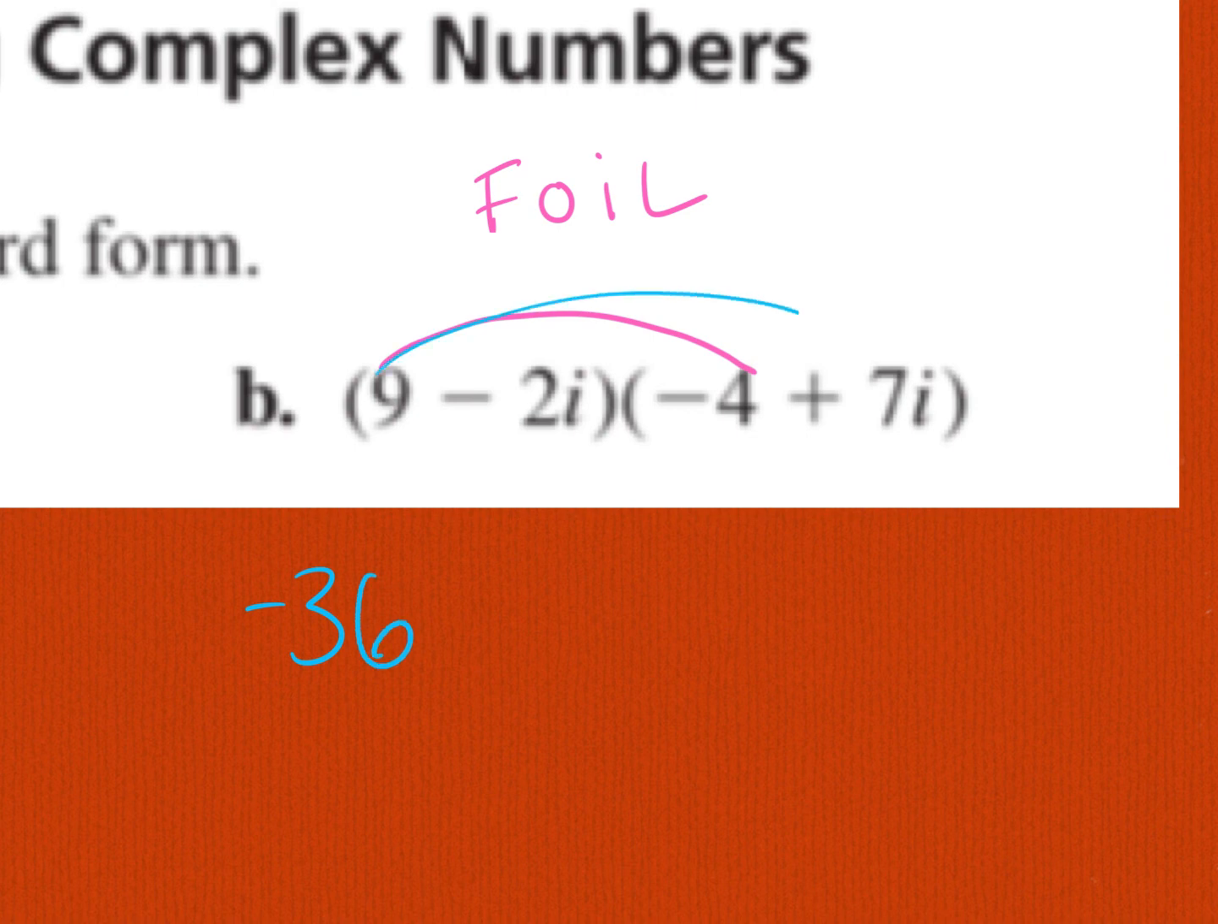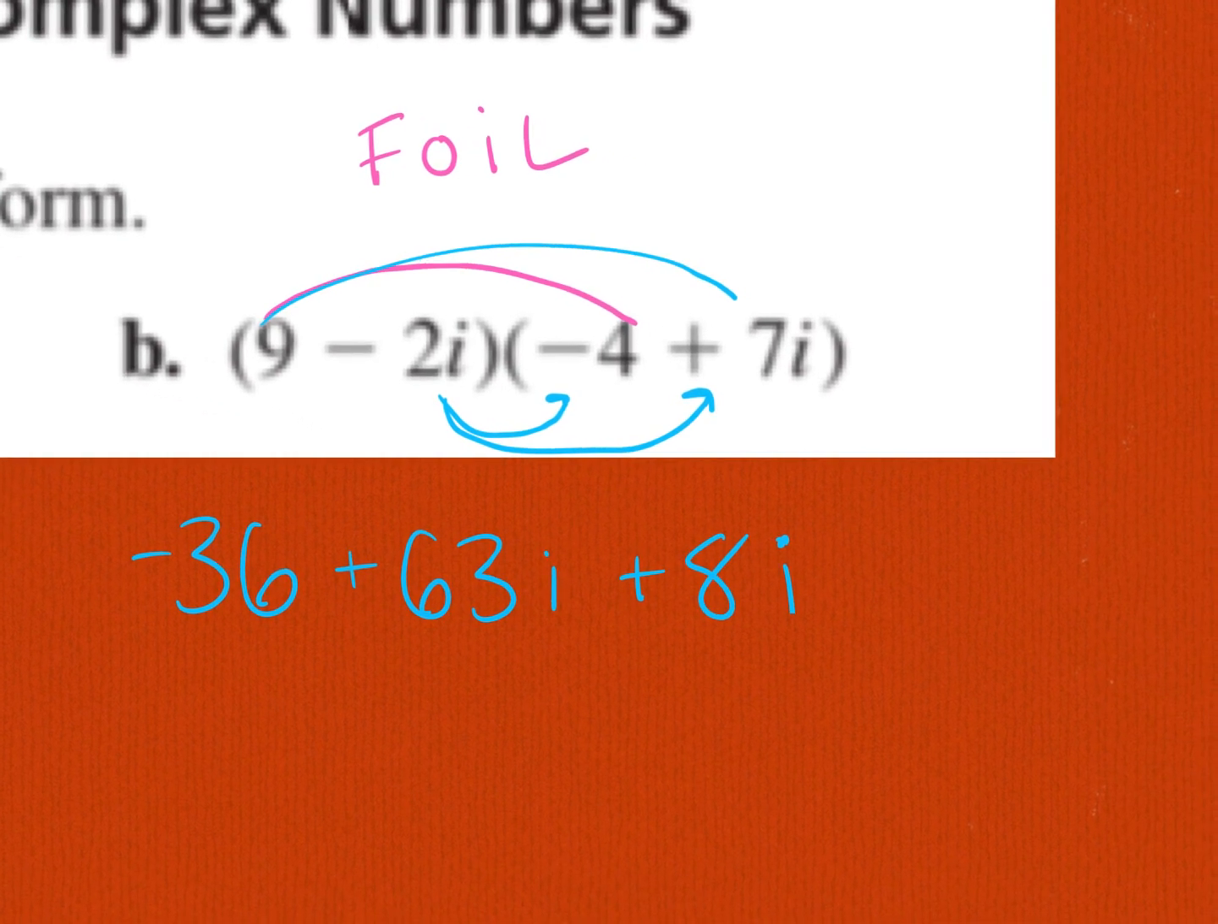Then I multiply the outsides. 9 times 7i, 63i. Then the insides, what's negative 2i times negative 4? Positive 8i. And then the last ones, what's negative 2i times 7i? Negative 14i squared. Whenever you have an i times an i, it turns into i squared. And what does the i squared turn into? Negative 1. So what does that change? Awesome. We make it a positive 14.